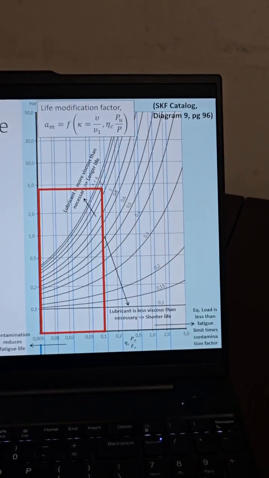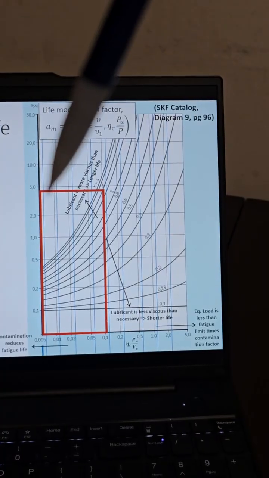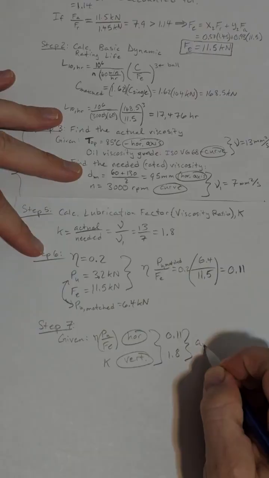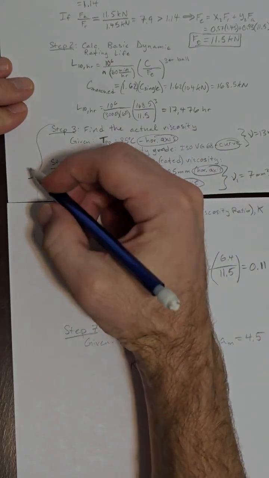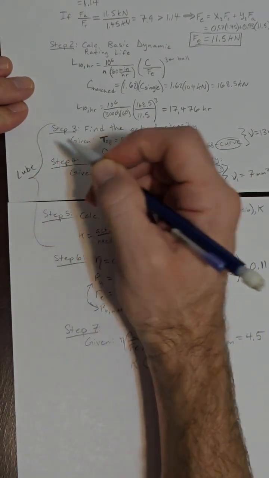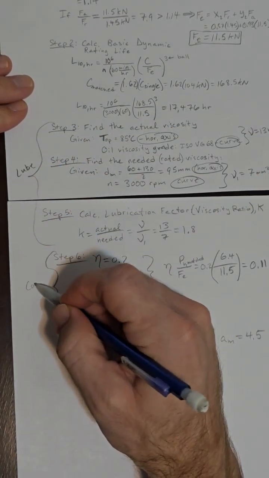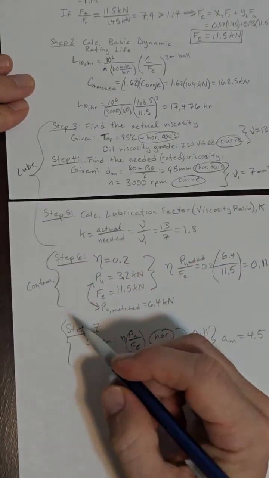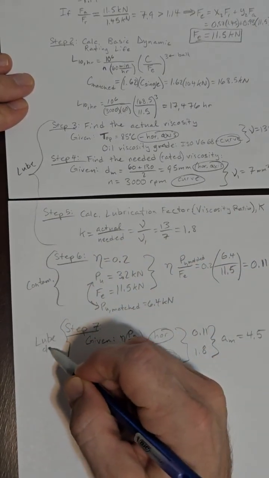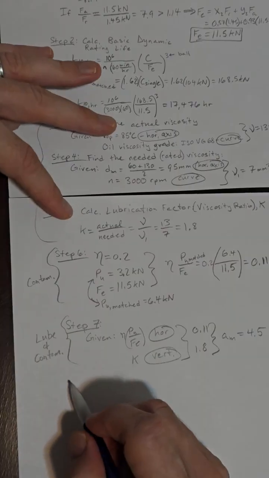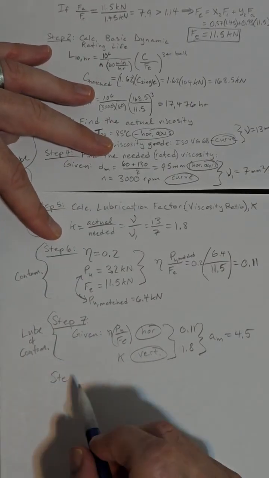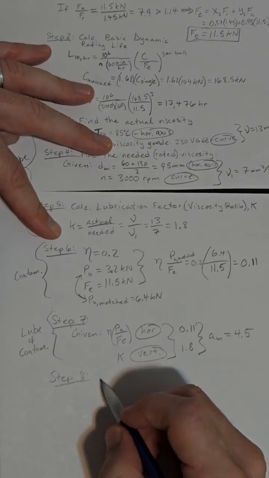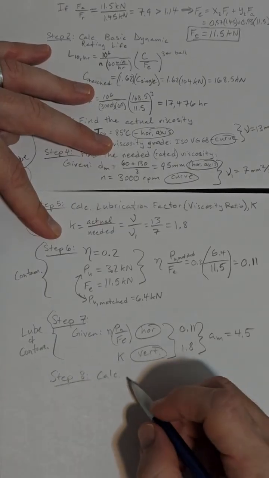We go up to the curve for 1.8. It's close to 2. And that takes us over to about 4.5. So I transfer my value over here to 4.5. So steps 3 through 5, we're accounting for the lubrication. Step 6 was contamination. Step 7, put it all together, lubrication and contamination. And now I need to use that value in step 8 to calculate my modified or adjusted life.